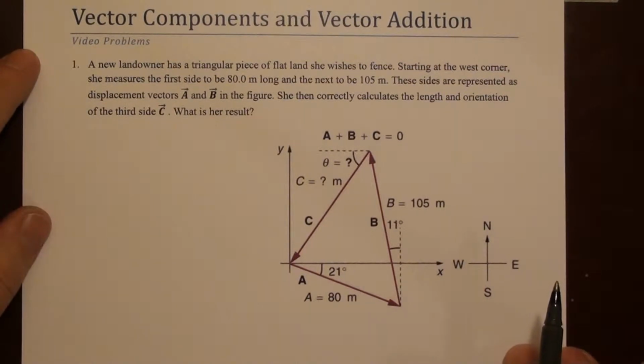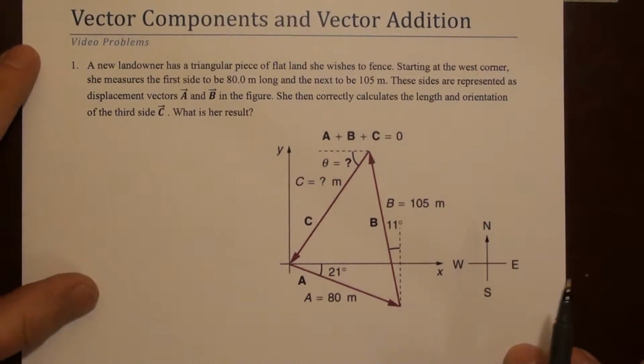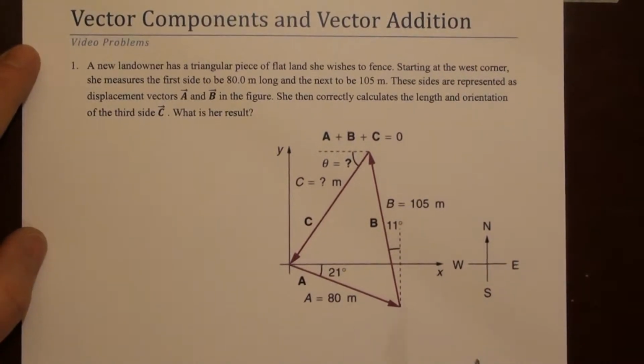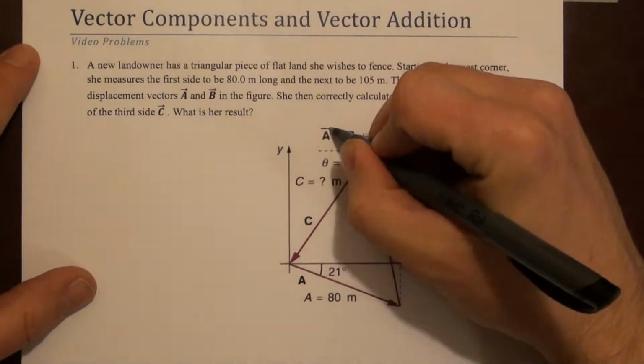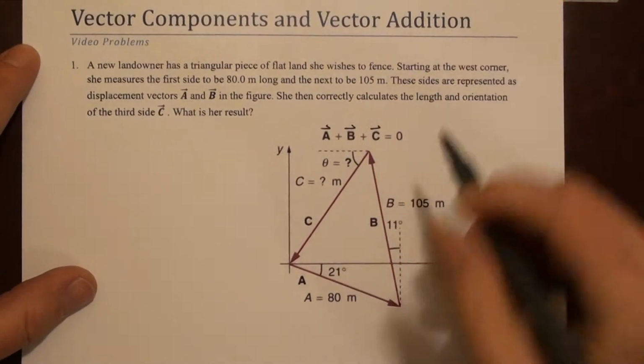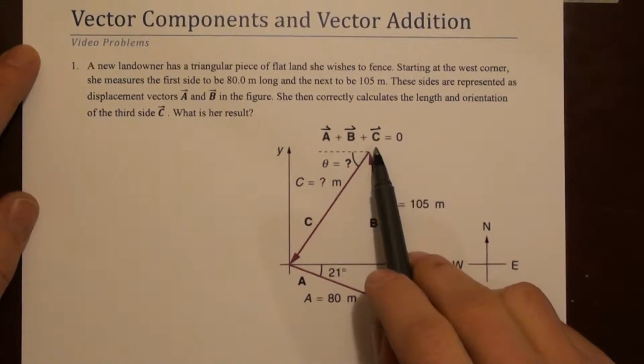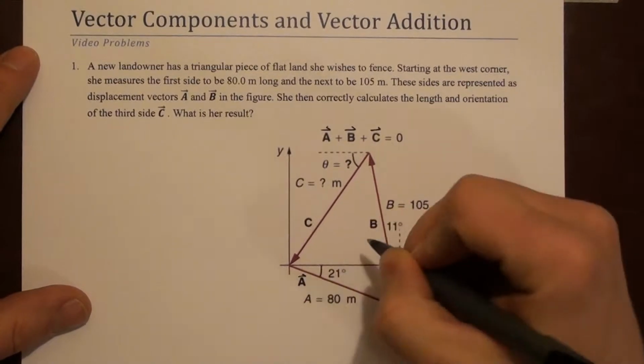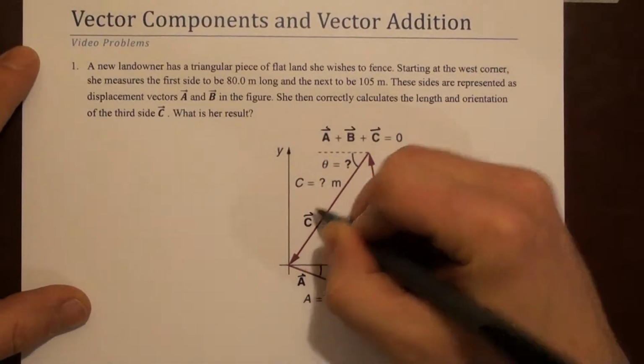And she uses those two vectors and the fact that these three vectors close, right? That A plus B plus C ends up back where you started. Vector-wise, that's saying this, that A vector plus B vector plus C vector equals 0. So here's A vector, here's B vector, and here's C vector.